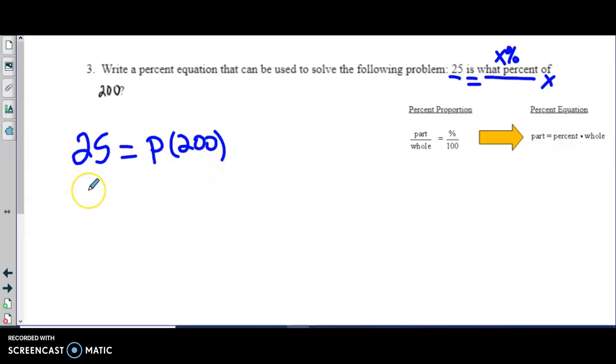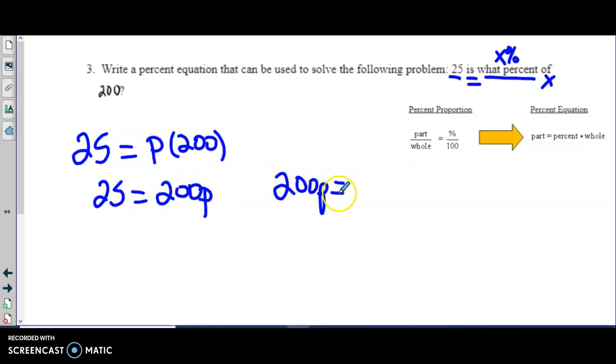So for this one, this is how I originally write my equation. 25 equals the percent times 200. Of course you could rewrite this as 200p, or you could switch the order and put 200p equals 25. There's a couple different ways that you could write the equation. But it's got to look something like this. It's got to have the part equals the percent times the whole.